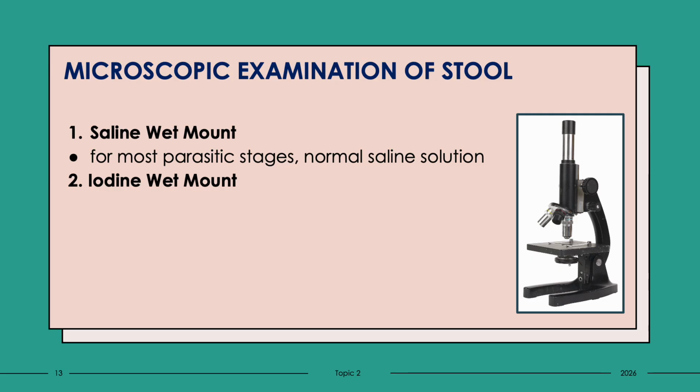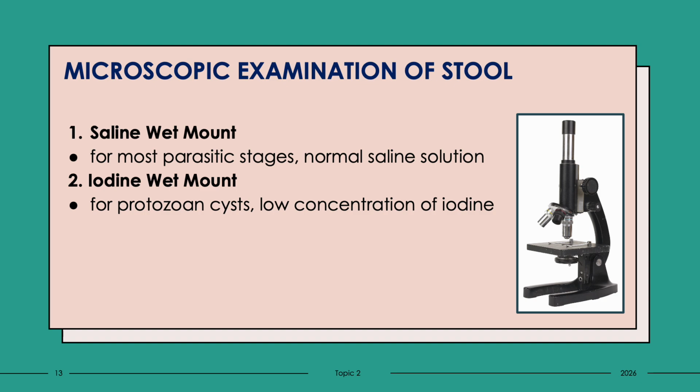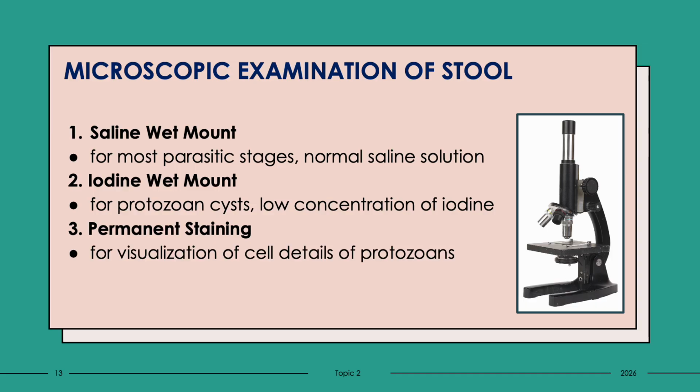So iodine instead of a normal saline solution is used in this process. So this is more common for protozoan cysts since it highlights their nucleus and other cell structures. Next, we also employ permanent staining, specifically for protozoa, to visualize the cell details of such parasites. So examples of permanent stains that we employ are trichrome stain, iron hematoxylin stain, and acid-fast bacilli stain or AFB stain.